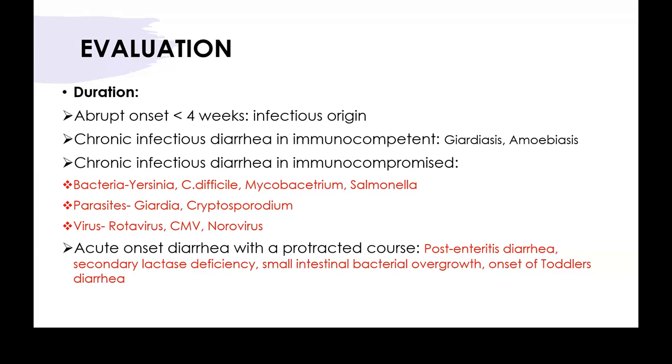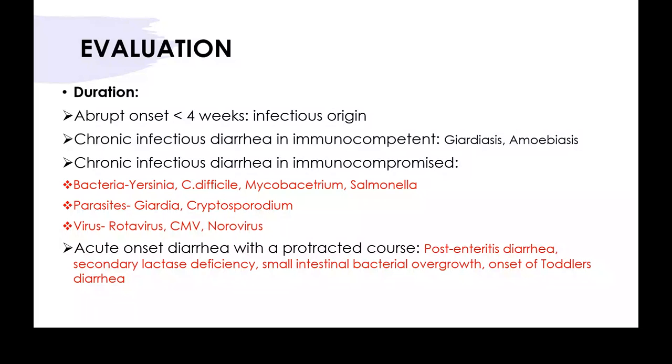And acute onset diarrhea with a protracted course. So in a previously well child who developed acute diarrhea, but this diarrhea is going on for 4 more weeks now, we have to think of post-enteritis diarrhea, which is one of the commonest conditions we come across in our day-to-day clinical practice. And secondary lactase deficiency, again somewhat related to post-enteritis diarrhea, where you will have damage of the brush border and the lactase enzyme is going to be deficient transiently.